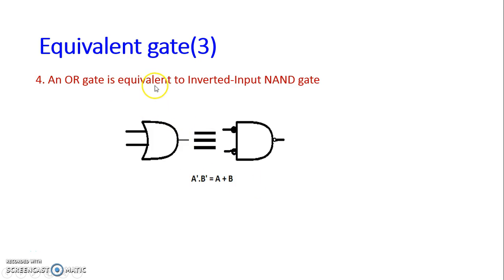An OR gate is equal to an inverted input NAND gate. This is an OR gate. Its output is A plus B. And here we have inverted inputs applied to again a NAND gate, which gives (A bar dot B bar) bar. So (A bar dot B bar) bar is equal to A plus B. By applying different values, we can check the output values.